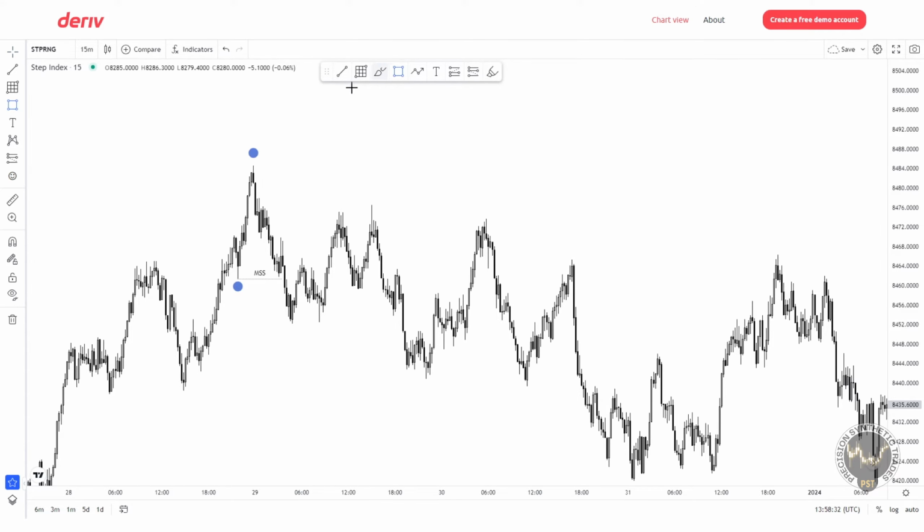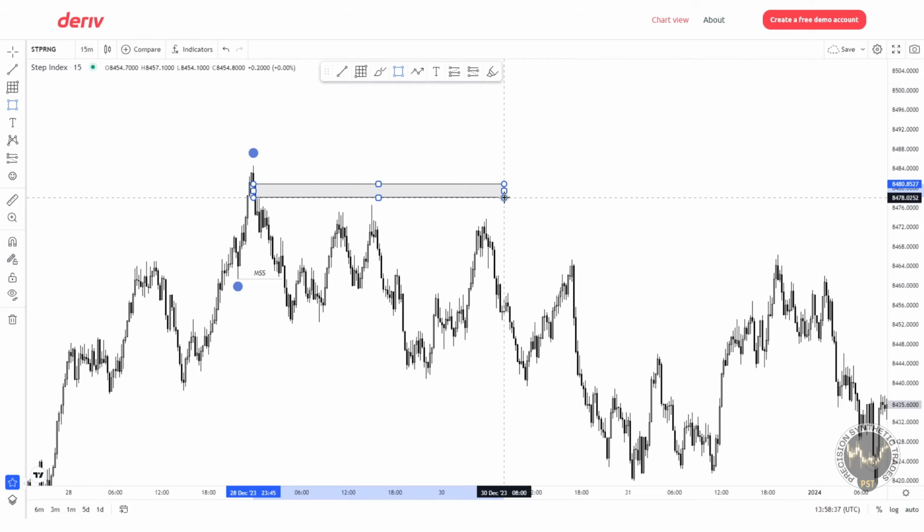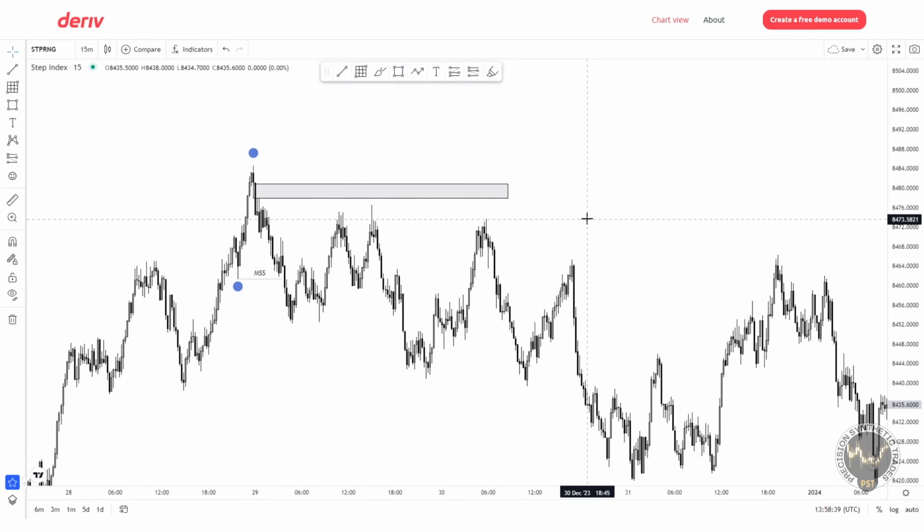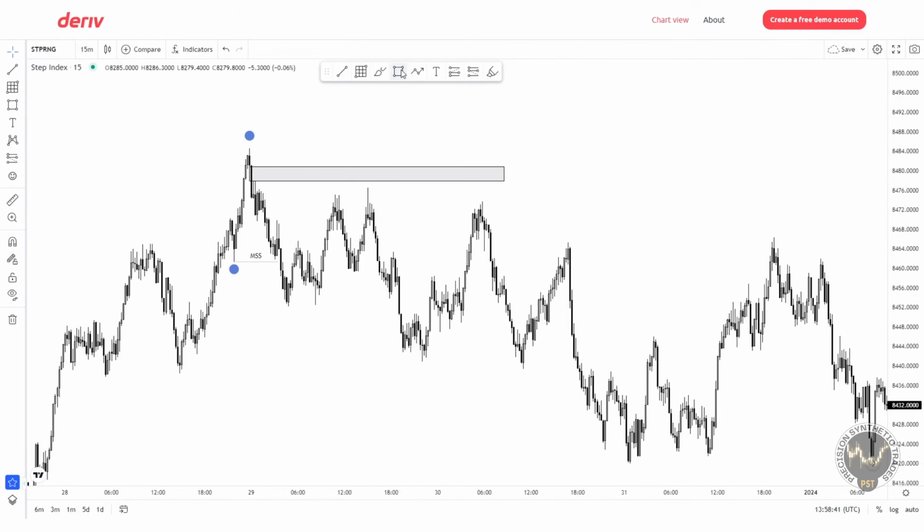What do we have in this leg down? We have a fair value gap. That's going to be a point of interest. We have an order block. That's going to be a point of interest. Let me just do it like this. So as you can see, we left an order block. We left a fair value gap.